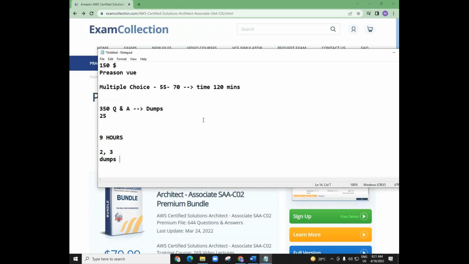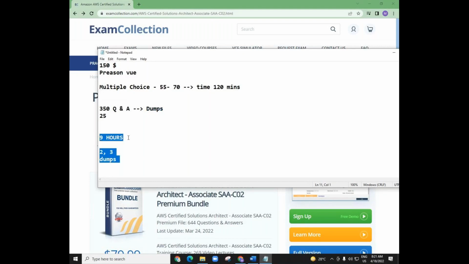So dumps are not only used for exams. Of course, it is the primary use. We can go for the examination very easily with the help of dumps. But after getting your AWS certification also, if you want to understand things in more detail, better go with the dumps. Just download any dumps, read, and try to understand.